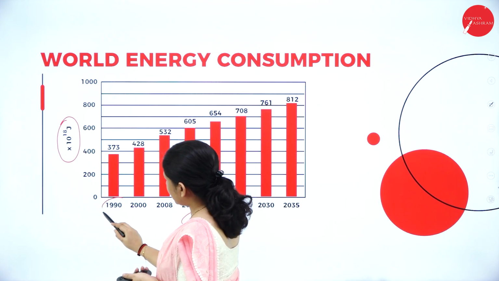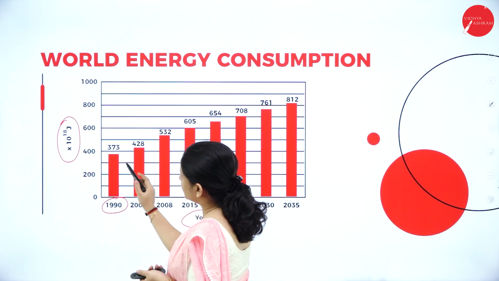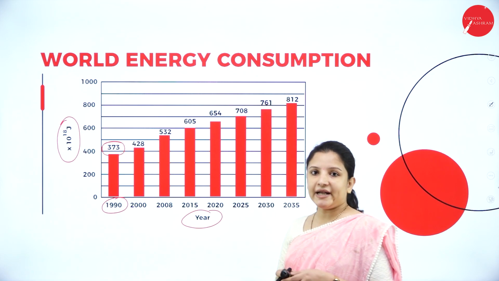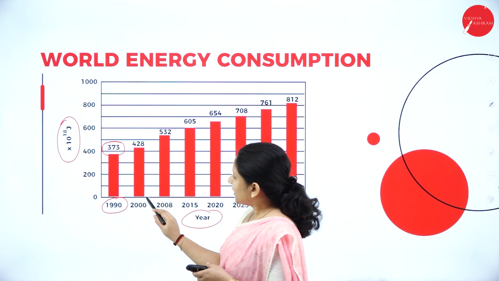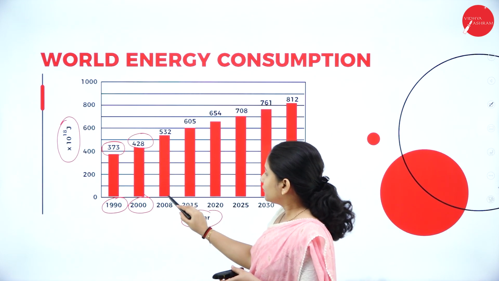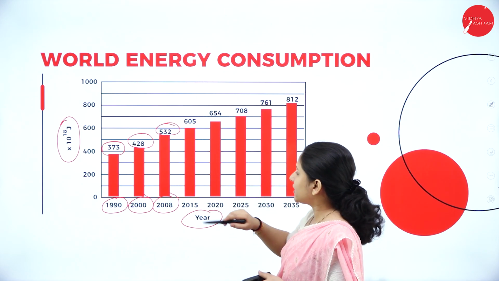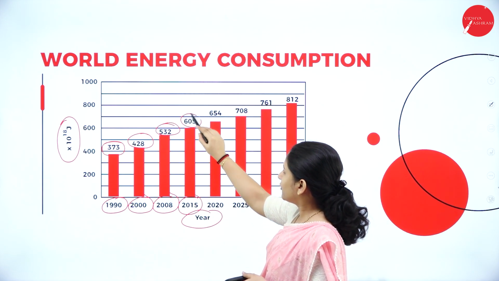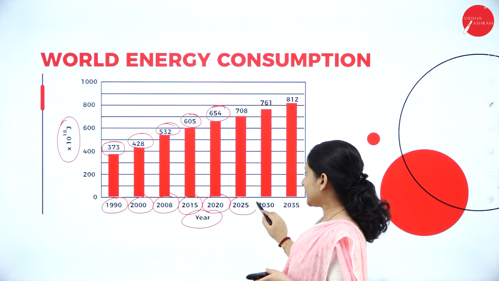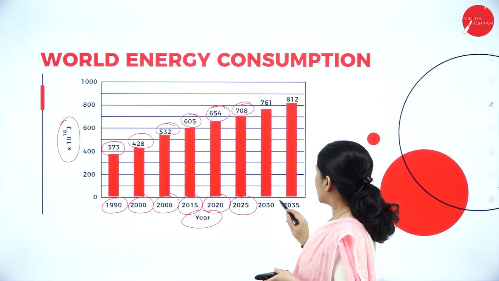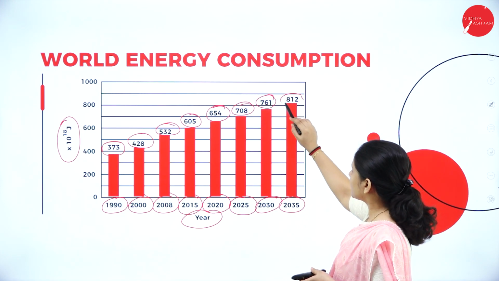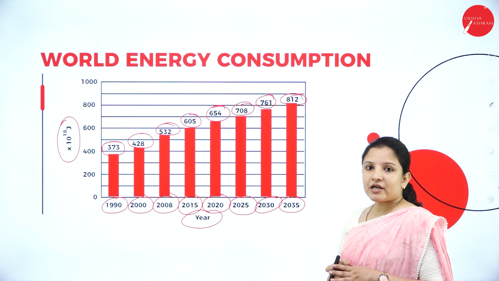So here in 1990, the global energy demand was somewhere around 373 into 10 to the power 18 joules. And in 2000, it has increased to 428 into 10 to the power 18 joules. In 2008, 532 into 10 to the power 18. In 2015, it is 605. In 2020, 654. In 2025, they are saying that it will be 708. And 2030, it will be 761. And 2035, it will be 812 into 10 to the power 18 joules.